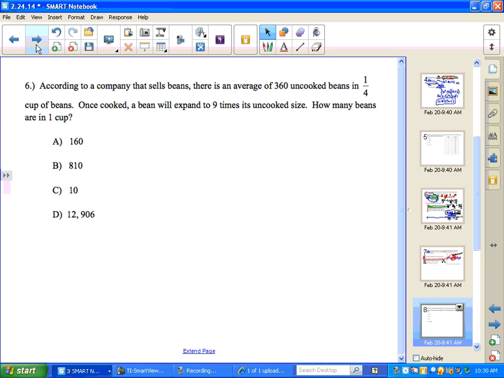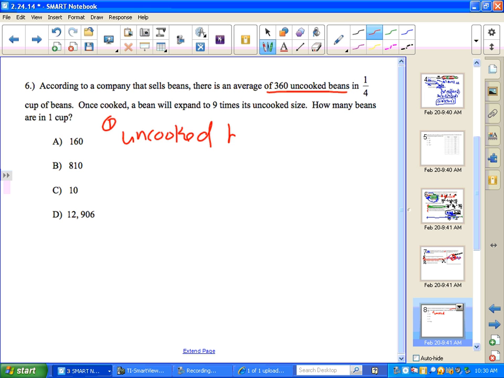Okay, the bean problem says, according to a company that sells beans, there is an average of 360 uncooked beans in 1/4 of a cup. Once the bean is cooked, it will expand to 9 times its uncooked size. How many beans are in 1 cup? The first thing that you want to do is find the number of uncooked beans that are in 1 cup.